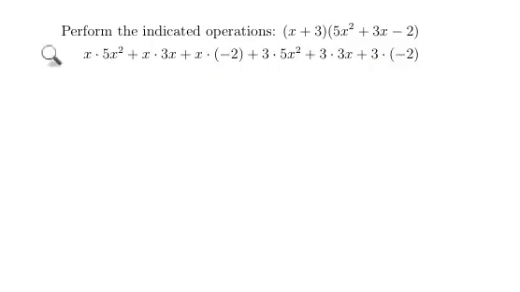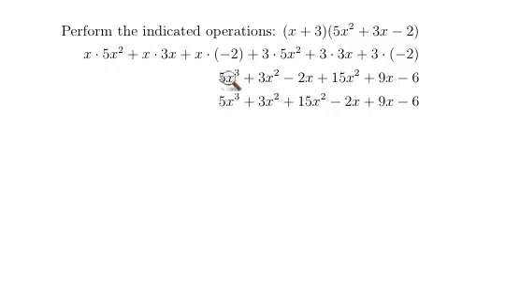Now let's clean up these multiplications. So look at the details there and make sure I haven't made any mistakes. There's a 5x cubed, there's a 3x squared, there's a minus 2x, there's a plus 15x squared, there's a 9x, and there's a negative 6. Now let's regroup, or rearrange, so that we can combine like terms. So there's the 5x cubed, there's the 3x squared, there's the 15x squared, minus 2x, the 9x, and the minus 6. So combining like terms.